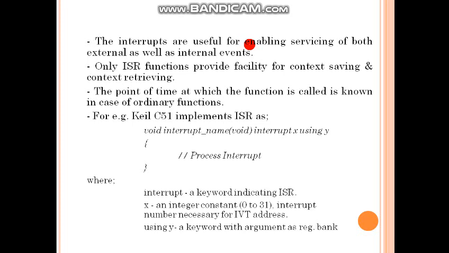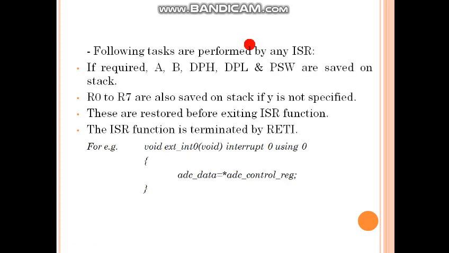Using Y, a keyword with argument, is the register bank. The following tasks can be performed by any ISR if required. A, B, DPH, DPL and PSW are saved on a stack. That is, A is the accumulator, B, DPH means data pointer high, DPL data pointer low, and PSW program status word.